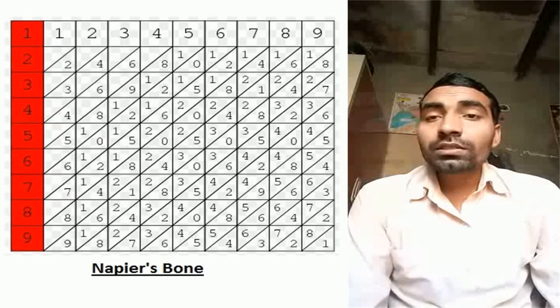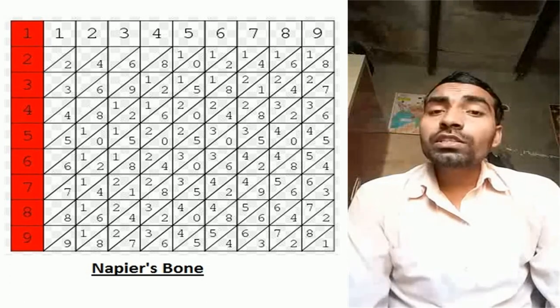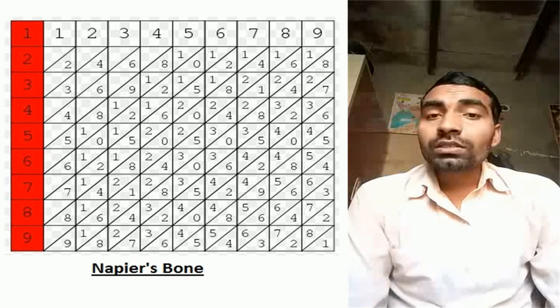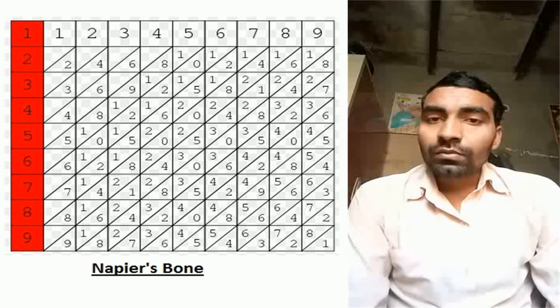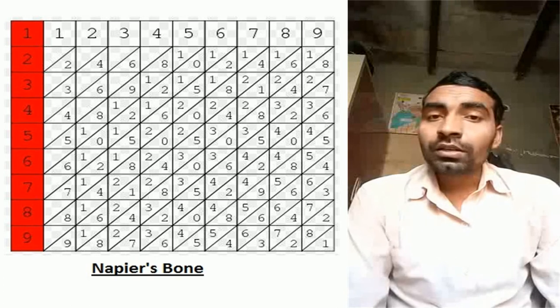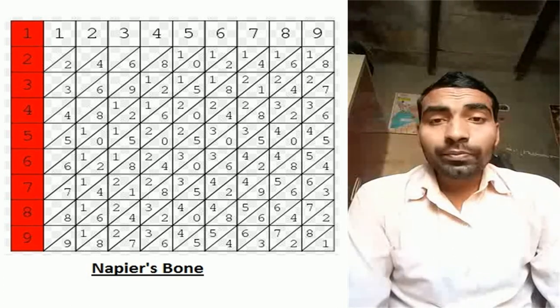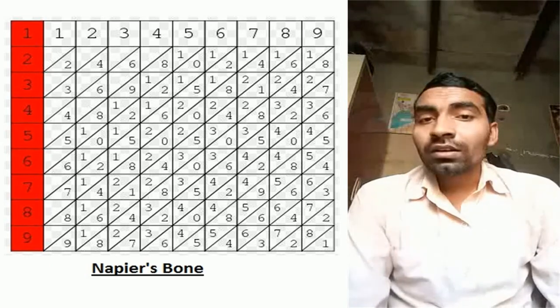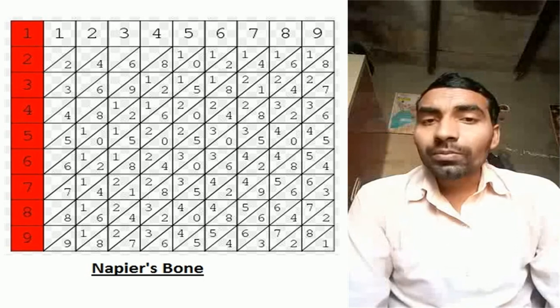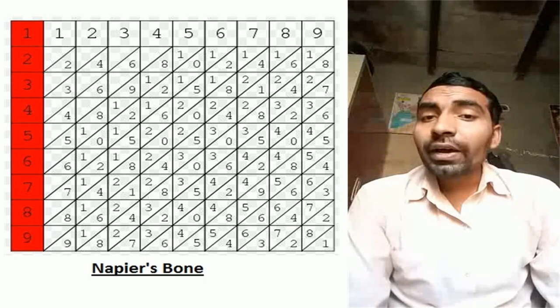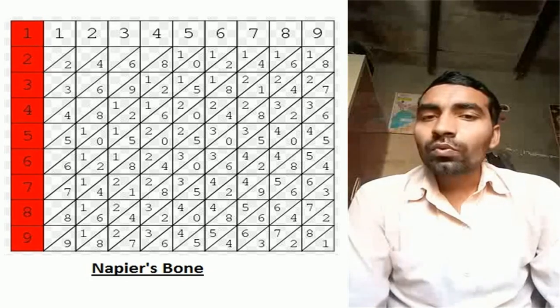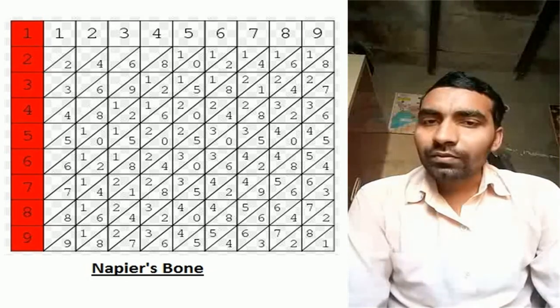Then if we proceed further, the next machine is Napier's bone, and it was developed in 1614. This was the machine used for calculating, like additions, multiplications, subtractions, and it was developed by John Napier. Remember, Napier's bone was developed by John Napier.